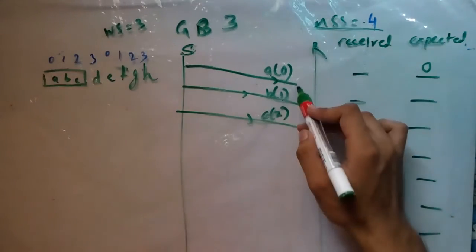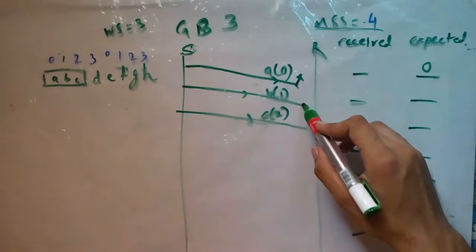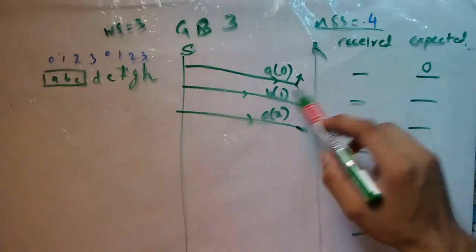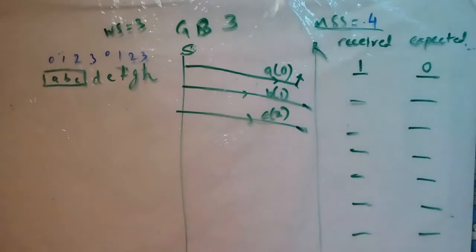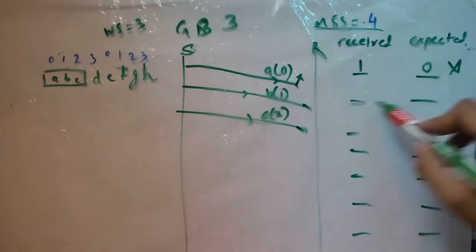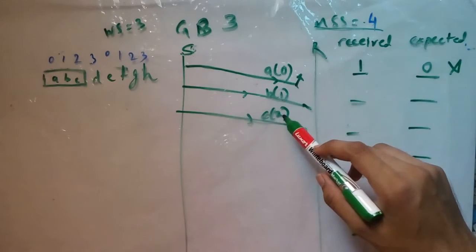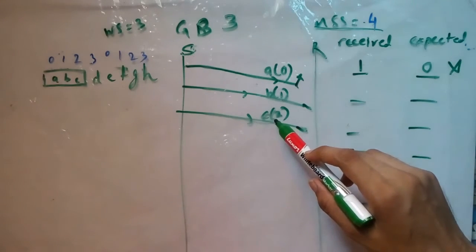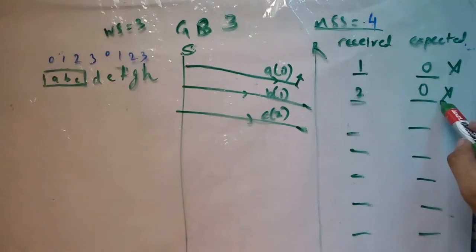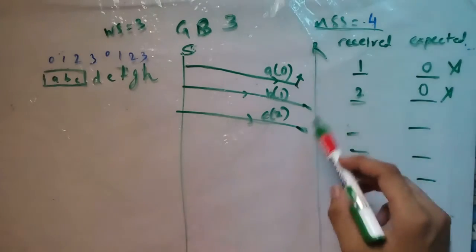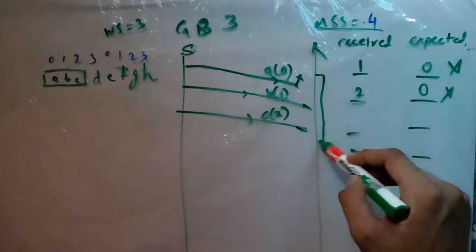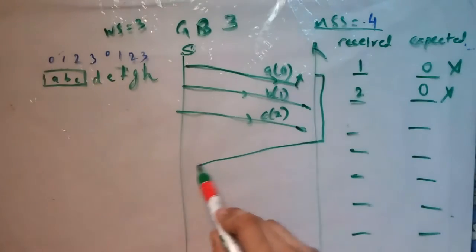Suppose the first packet got lost, right? So what would be the first packet that the receiver would receive? It would be B with sequence number 1. Does it match? No. So it would be discarded. Then what would be the sequence number that would be received? It would be 2, and it was expecting 0, so again it would be discarded. But an acknowledgement would be sent that I want 0, and that acknowledgement would be sent after the acknowledgement timer.